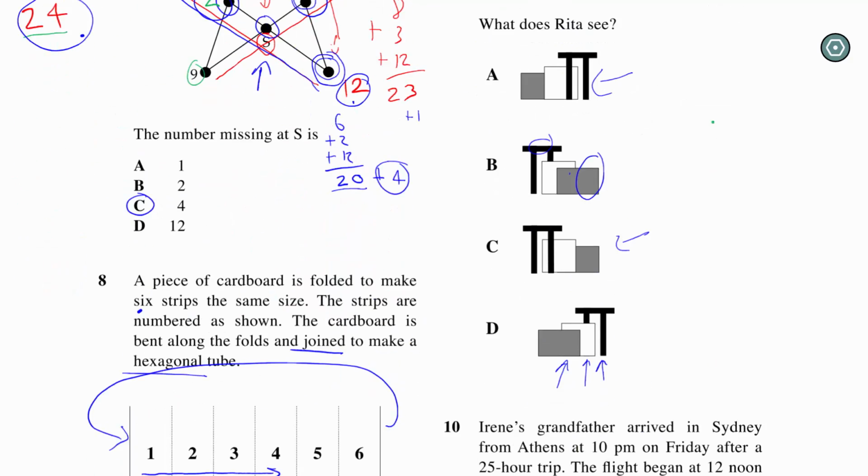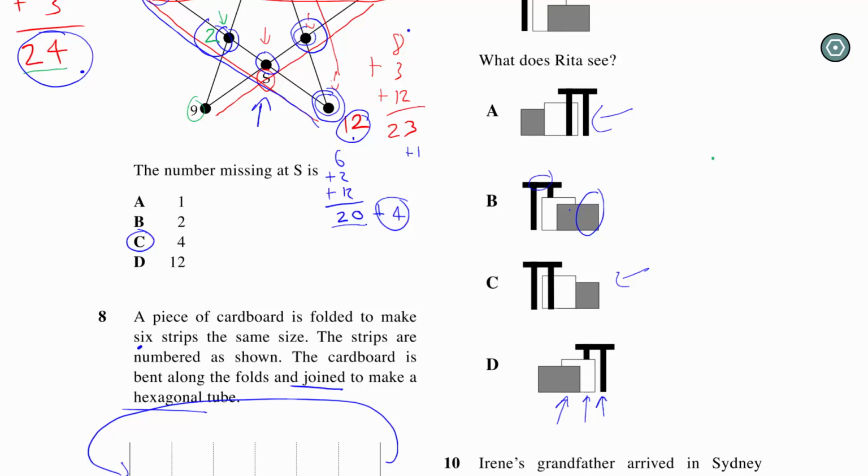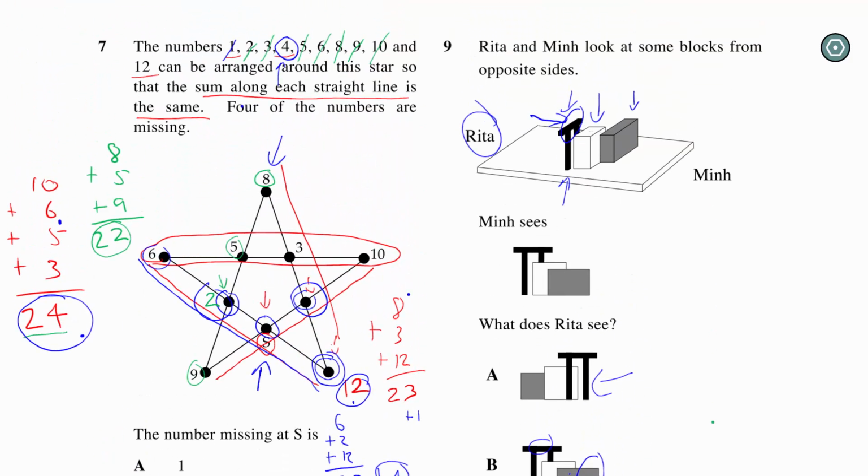So what this means is the only options available are A and C. So let's try to figure out which one she actually sees. If Rita is staring at this shape, then you have to imagine that if this is her right hand side and this is her left hand side, then on the right hand side she will see the sticks, and on the left hand side she will see the shaded in box.